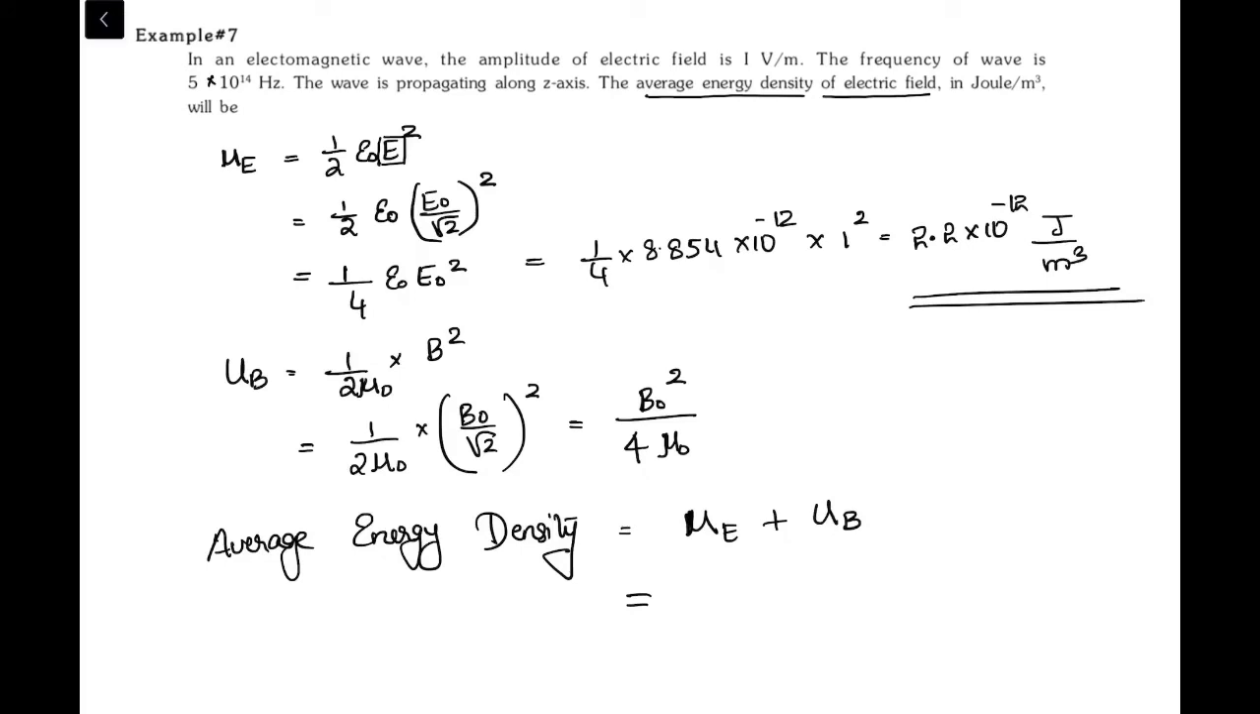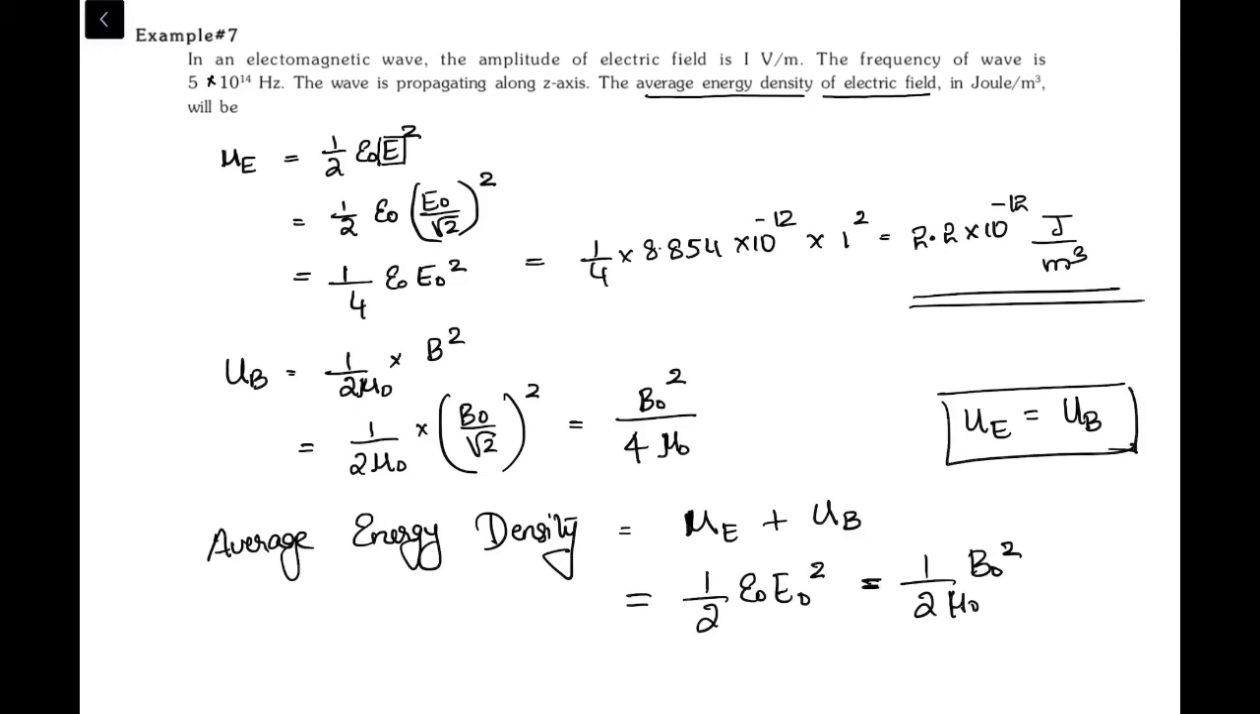That gives you an answer of 1 by 2 epsilon 0 E0 square, which is also equal to 1 by 2 mu 0 B0 square. Both are same after adding. The reason is that electric field energy density and magnetic field energy density both are same.